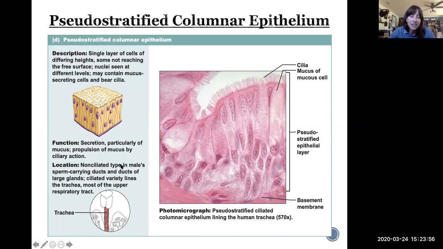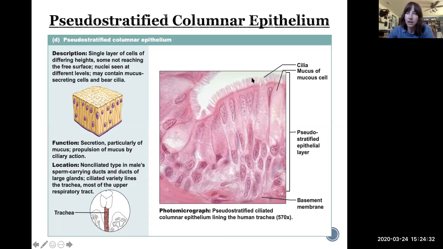The non-ciliated type can be found in the sperm-carrying ducts of males and the ducts of large glands. So this is for secreting substances out of the cells and then using the cilia to sweep them off to wherever that substance is supposed to go. The ciliated variety is the one that lines the trachea, so it sweeps the mucus up and away from your lungs, right? So your upper respiratory tract, in your trachea.